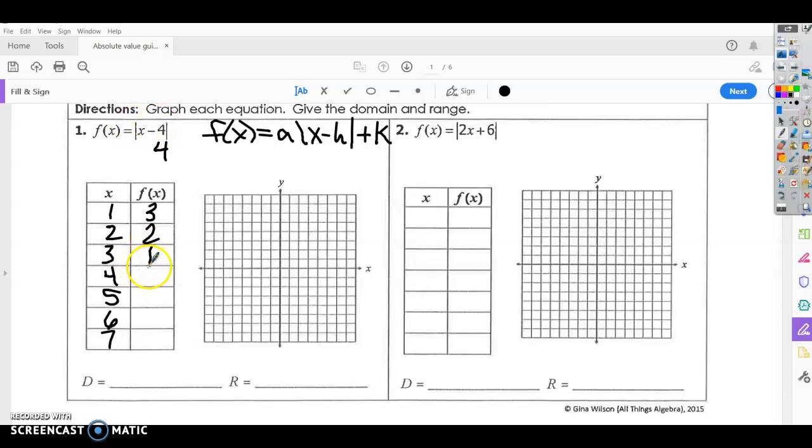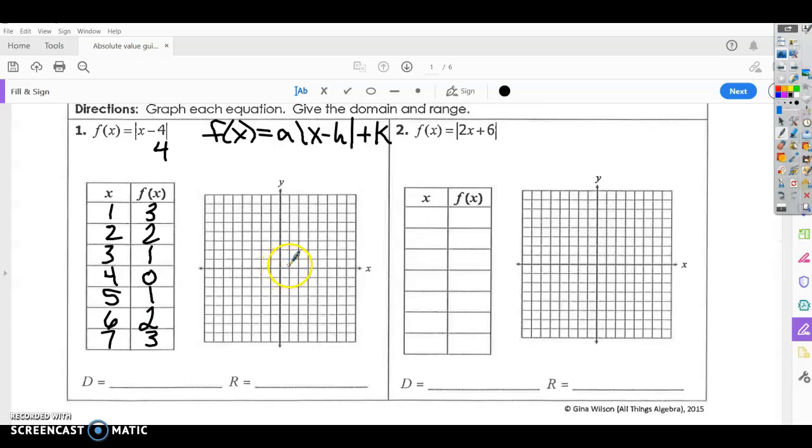4 minus 4 is 0. And 5 minus 4 is 1. Absolute value is still 1. 6 minus 4 is 2. Absolute value is still 2. 7 minus 4 is 3. Absolute value is still 3. All right, so very quickly, hopefully you can find the vertex and fill in your table. Now you need to graph it.